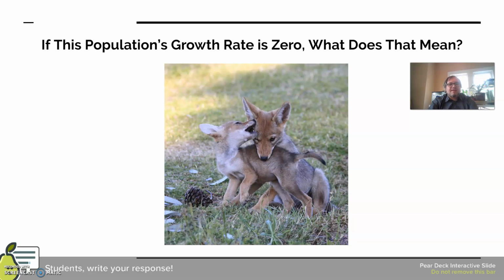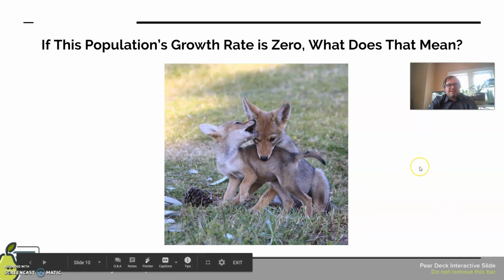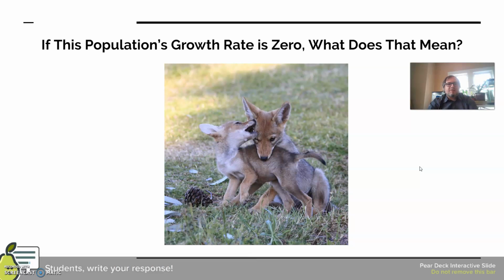And then finally, if we say that a population's growth rate is 0, what does that mean? So we're looking here at this population of coyotes, and this is actually a phenomenon that we see very frequently with coyote populations. If the population growth rate is 0, it literally means that there were as many births as there were deaths. So if the coyote population had 5 births, 5 pups, it might have also had 5 deaths, 5 individuals that died for one reason or another.